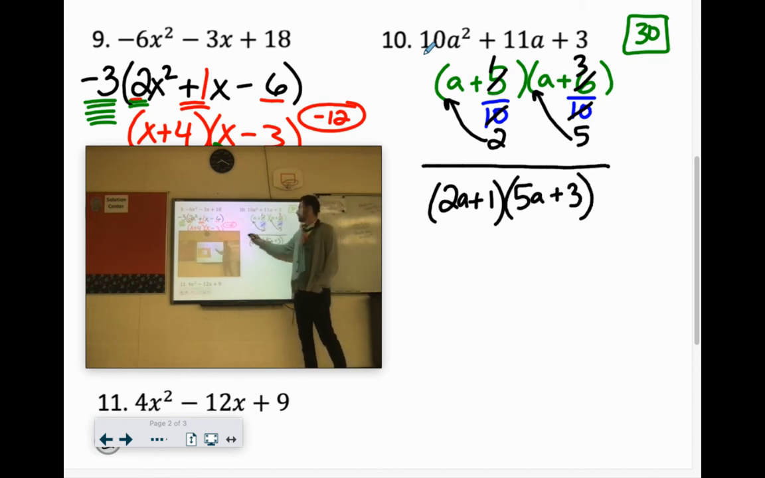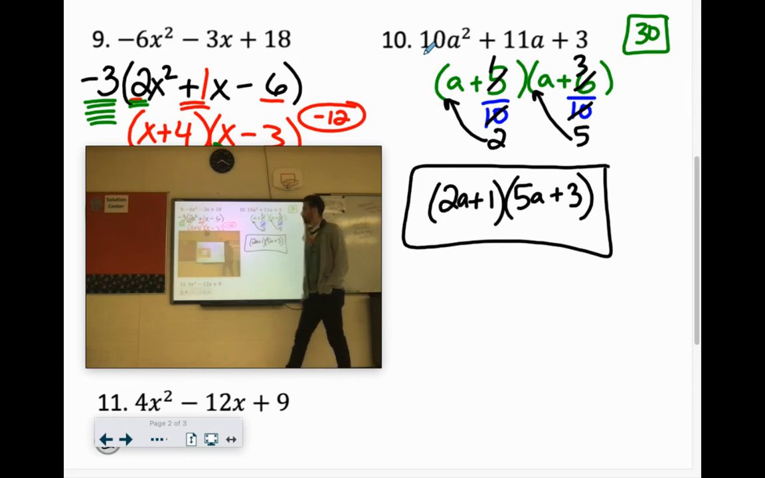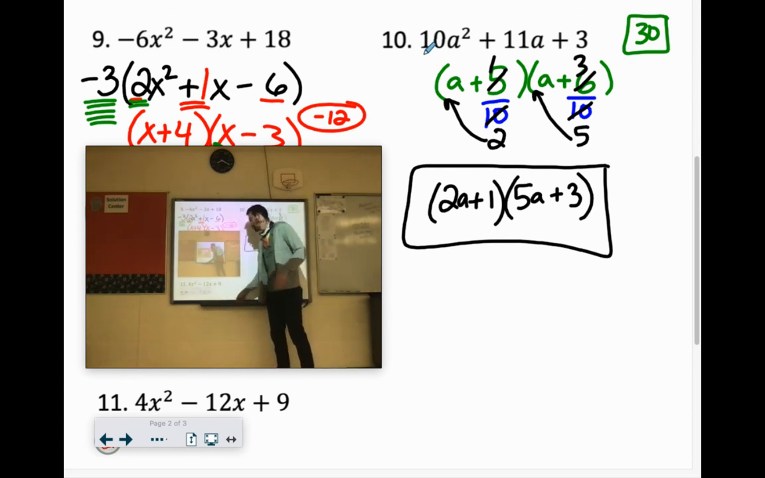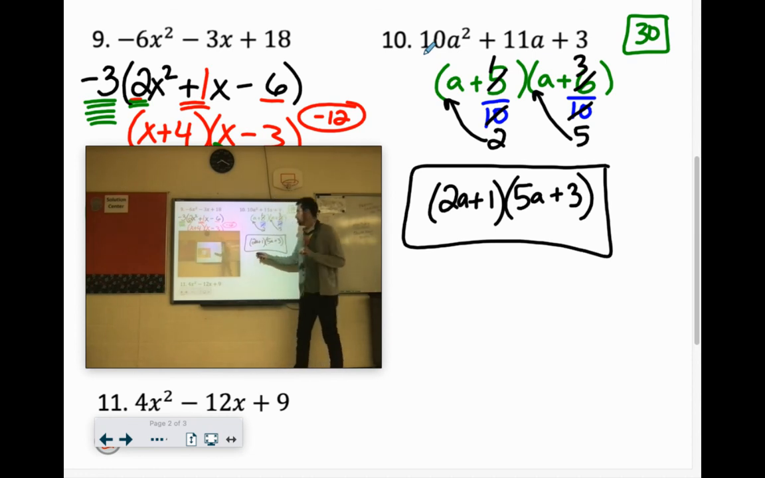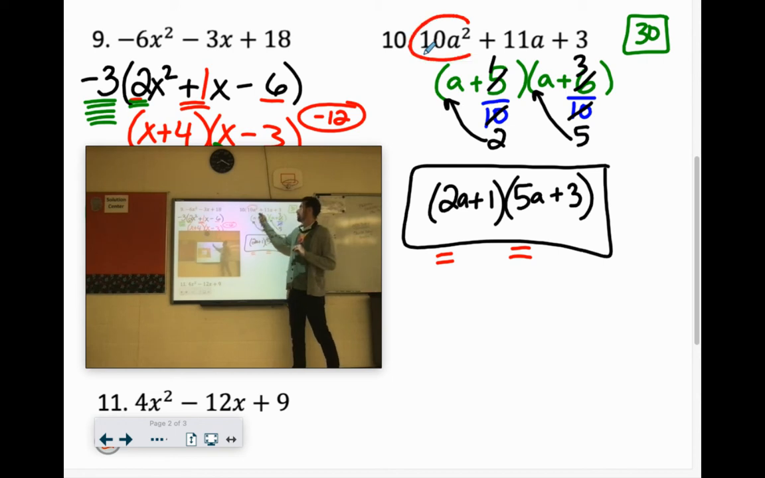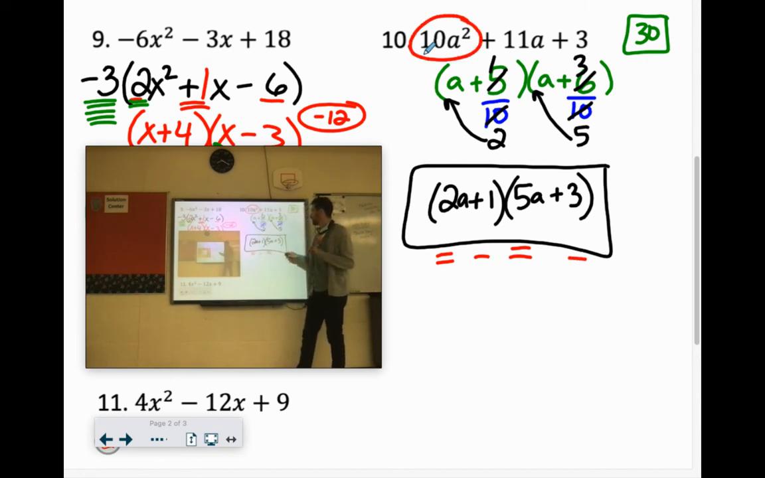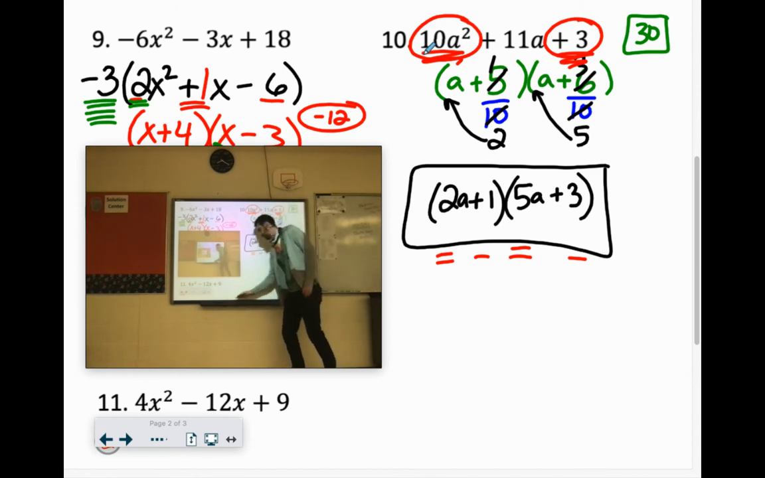Now, if you have a little bit of time on a quiz or test, but you don't have enough time to completely FOIL something out, just do a quick check. Make sure when you multiply the first terms in each one of them, you get the first term up here, and make sure when you multiply the last terms in each one of them, you get what's at the back. Don't necessarily worry about the middle one if you don't have time. If you do have time, FOIL the whole thing. 2a times 5a, 10a squared. 1 times 3, 3. That's a good sign.